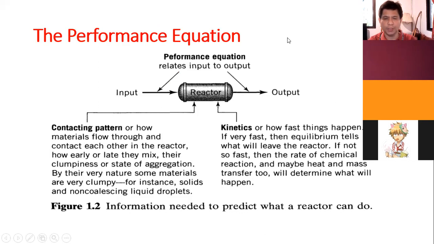So, the performance equation. What we will study in chemical reaction engineering is that we need to predict the output. Given the input, its concentration, its amount, what kind of chemicals enter the reactor, the temperature and pressure inside the reactor, and whether there is a catalyst or not, we should be able to predict the output. If the reaction is fast, the equilibrium will tell us what will happen.